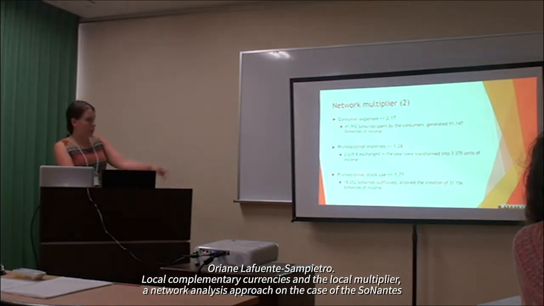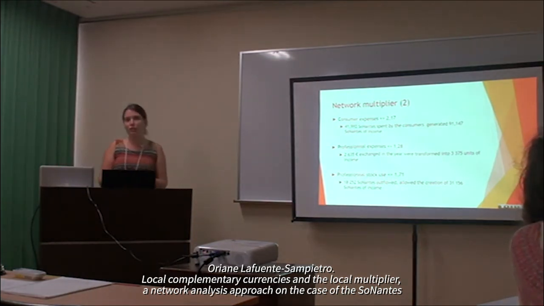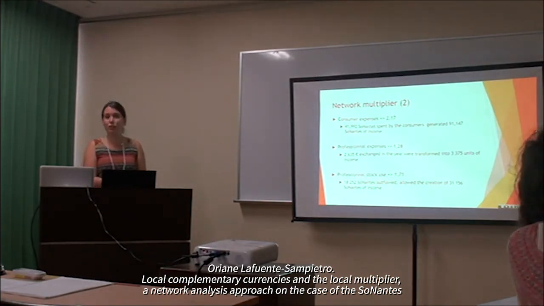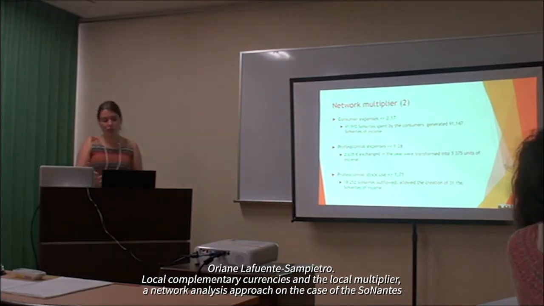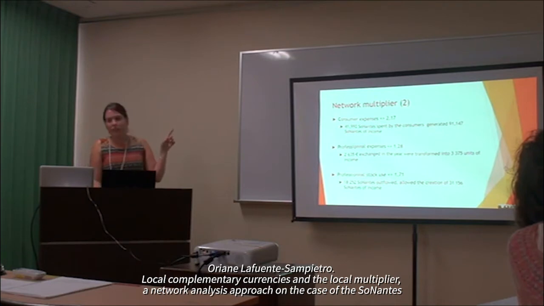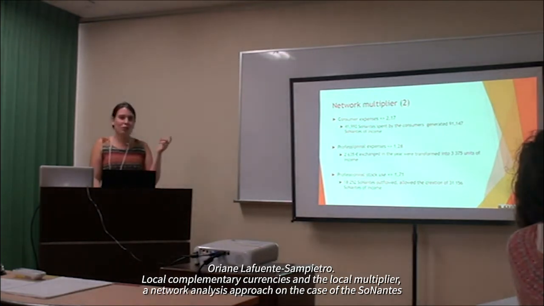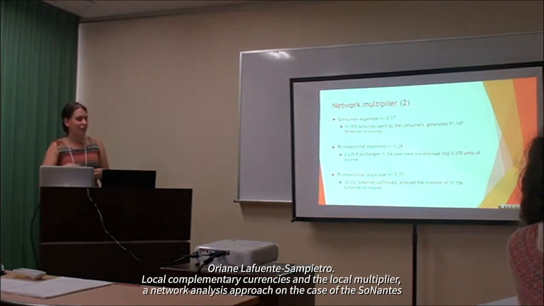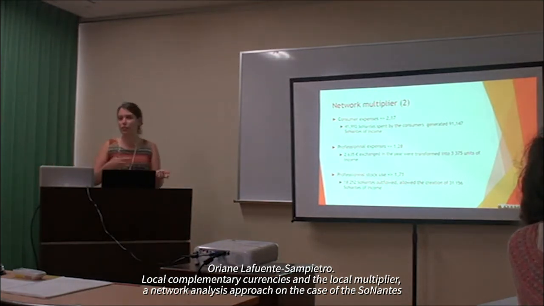And for the professional stock use, this one is the more artificial one. In the year, some professionals use more sonants than they received. So it means that they have stock from the last year that they are using in the network. And so the network multiplier for this one is 1.71. So it's in between. So it's quite more effective for a consumer to spend. It's more the consumer consumption that creates value in the network than when businesses are exchanging.